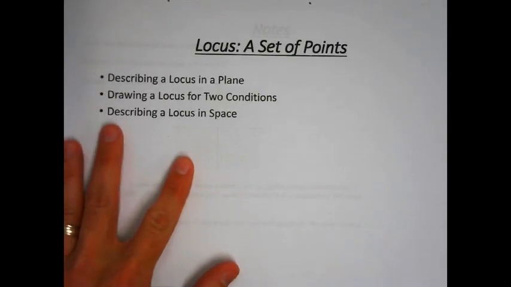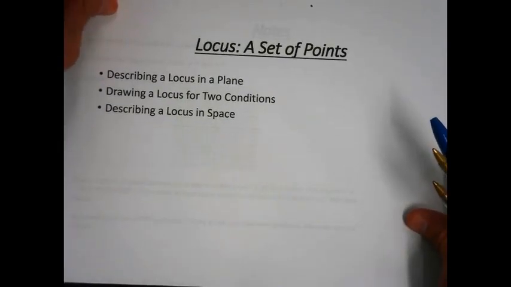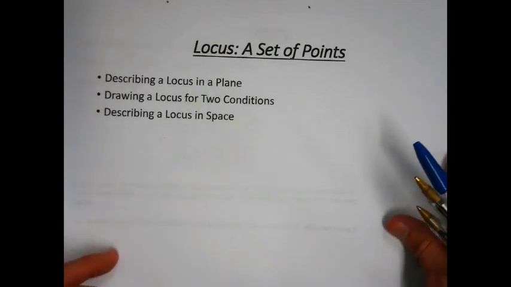So what we're going to talk about is what is a locus, describing it in a plane, what happens when we have two conditions, and what happens when we go into space. Now this one's going to be interesting, so I'm going to make two videos, because the first is to ease your mind on what exactly is a locus. So we're going to start off with notes.